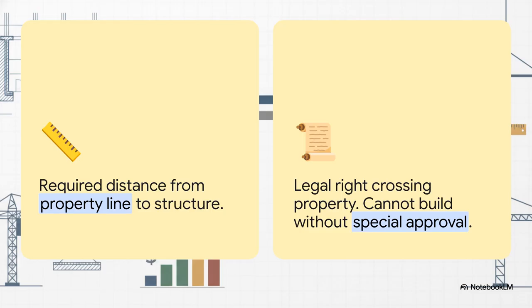A setback is just the required distance from a property line or a street to your structure. But an easement? That's a legal right for utilities, drainage, or access to cross the land. You might own the physical space, sure, but building inside an easement is strictly prohibited unless you have special approval. You really don't want invisible utility lines derailing your entire build.